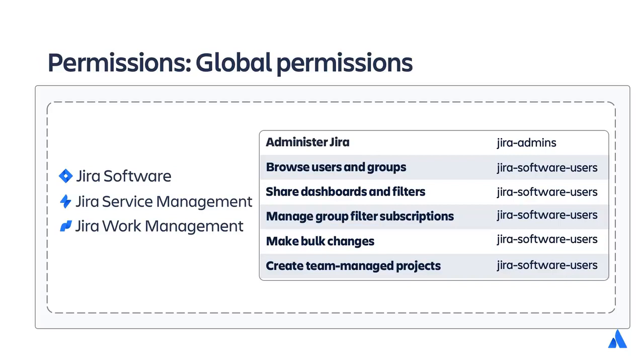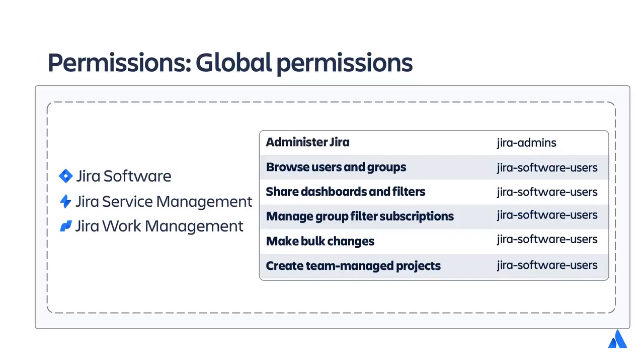The next level of permissions that control a user's interaction with Jira are the global permissions. The global permissions apply to all Jira products in a site. They control who can administer Jira and control Jira-wide settings, such as who can perform bulk changes or create team-managed projects. Global permissions are only granted to groups.